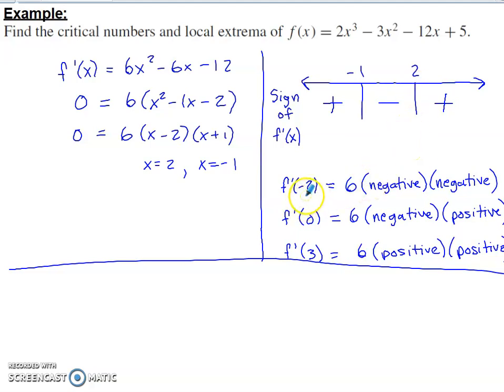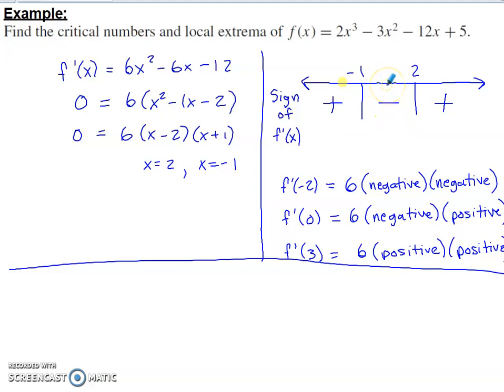So what I've done down here is I've said, okay, I'm going to think about f prime of negative 2. So if I pick negative 2, which would be located here on my number line, I'm plugging into this factored form of the derivative. 6 is just going to remain 6. Negative 2 minus 2 is negative. Negative 2 plus 1 is negative. I know I'm looking at a 6 times a negative times a negative. That multiplies together to give a positive. I don't care about the numerical value. I just care about the sign of the derivative.